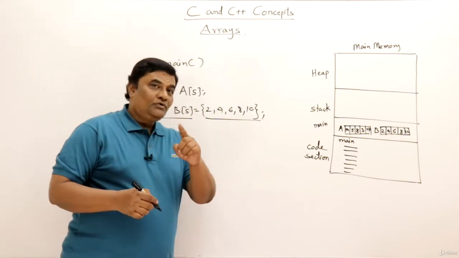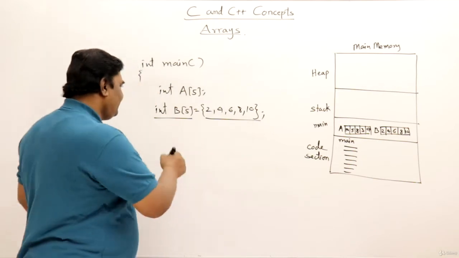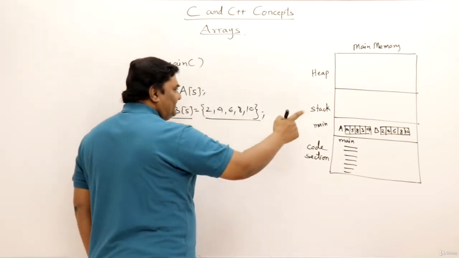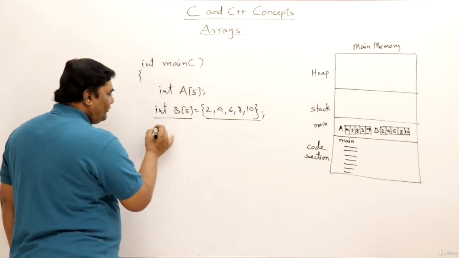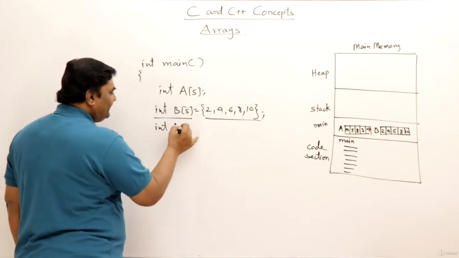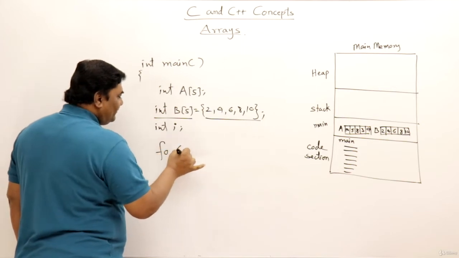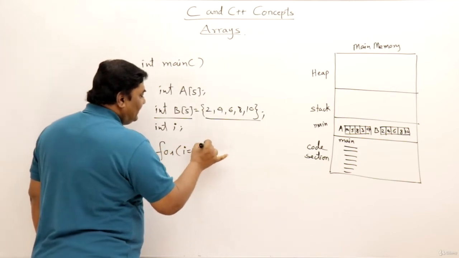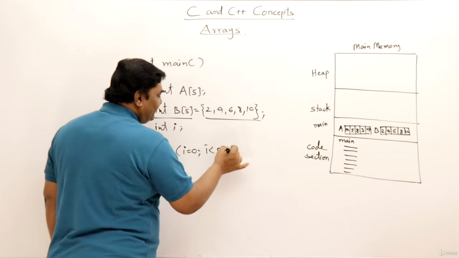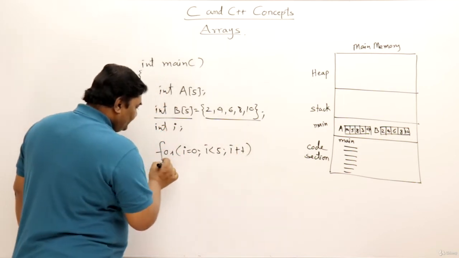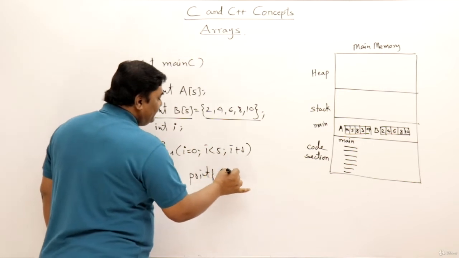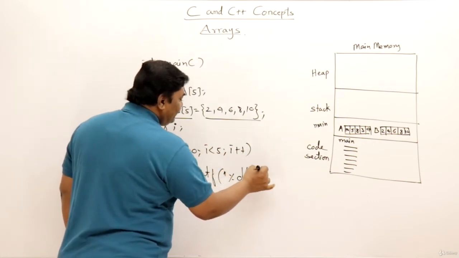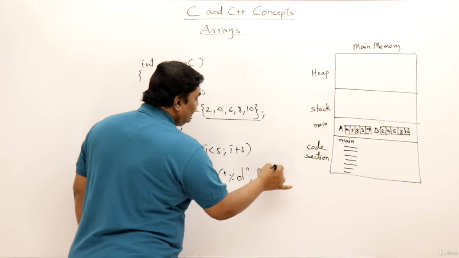Now the next thing is how to access an array. For accessing an array, we can access all the elements one by one. Suppose I want to print all of them, then I can use a for loop. So for that I will take one variable i, and using a for loop, for int i = 0, i less than 5, since 5 elements are there, i++, then using printf I can print it. So printf %d, b[i].